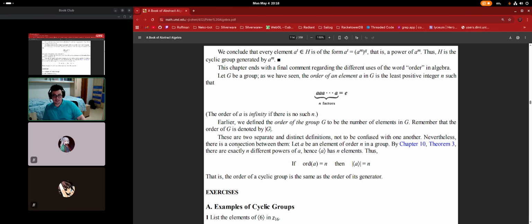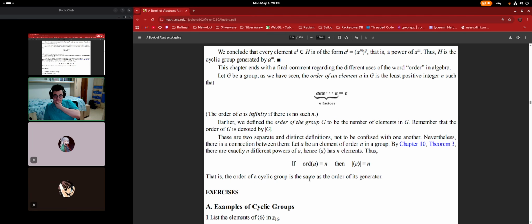By this, there are exactly n different powers of A, hence the cyclic group of A has n elements. Of course, the thing that's generating the order is a cycle, because by definition we're only using A's to generate the group. Thus, the order of the element is n, and the number of elements in the cyclic group of A is also n. That is, the order of a cyclic group is the same as the order of its generator.